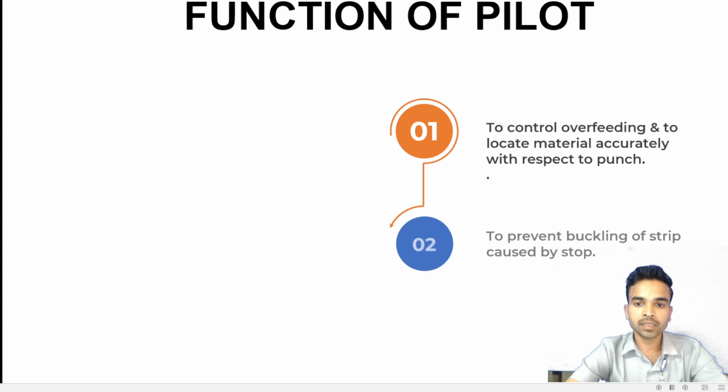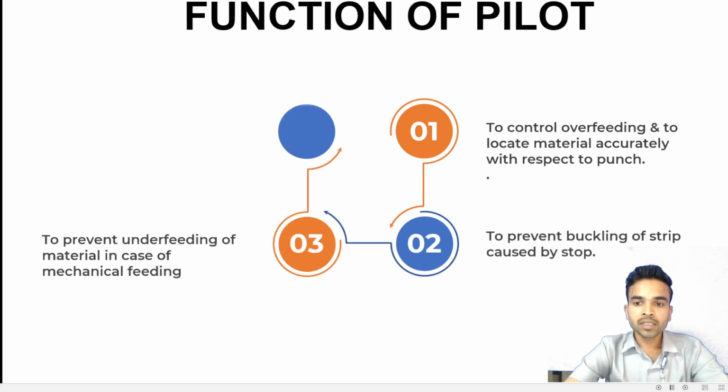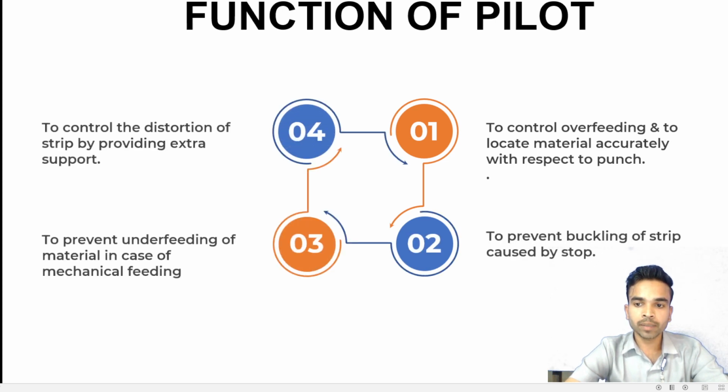Now the function of pilot. First, pilot is used to control overfeeding and to locate material accurately with respect to punch and die. Second, to prevent buckling of the strip caused by stock. Third, to prevent underfeeding of material in case of mechanical feeding. Fourth, to control the distortion of strip by providing extra support.